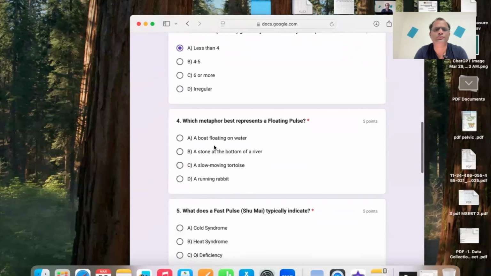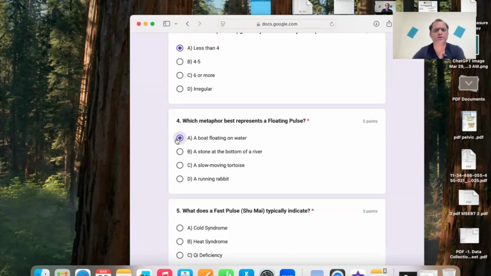Question number 4. Which metaphor best represents a floating pulse? A boat floating on water. So this is right. When we check the pulse, we will feel it only on the surface, but as we press, the pulse disappears.